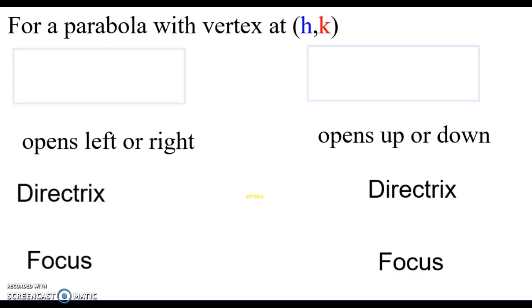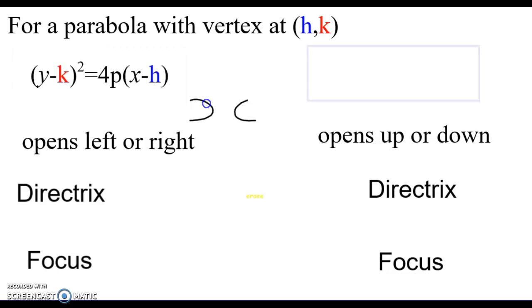Well, let's think. If it opens left or right, is that an x squared or a y squared? That's a y squared. And so now think back to what you know about shifting right and left. So we've got the y squared, but we can shift by k, and then equals 4p times (x minus h). Now really what all that means is that we're just going to fill in the vertex into that spot.